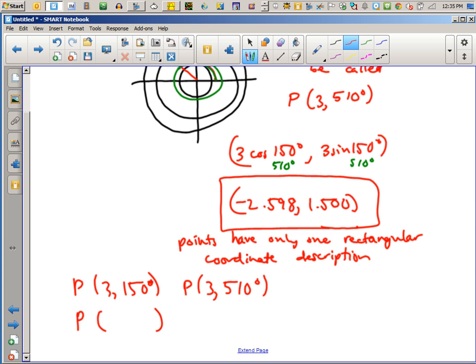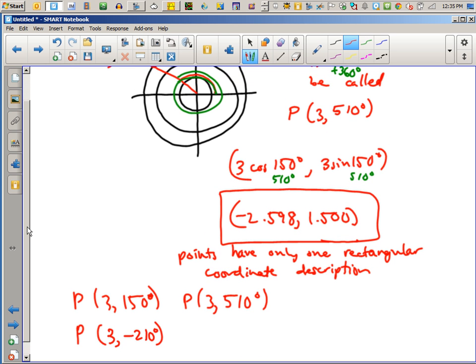Okay, hopefully you paused it. What about 3, negative 210. That's the same exact position. It's just going backwards 210 degrees. That still lands you right at 150, doesn't it? Okay, so one that you may not have thought of is this one. Negative 3, comma, negative 30.